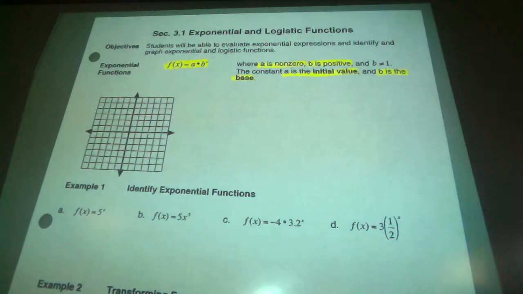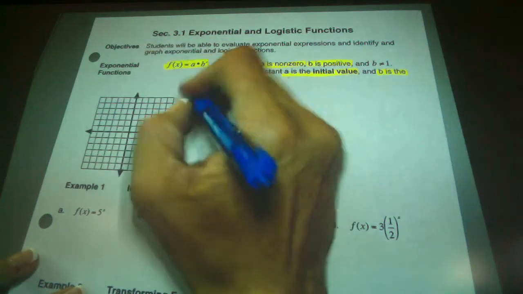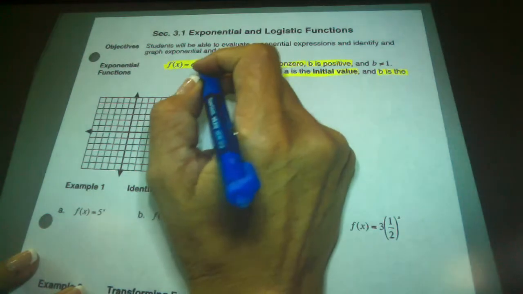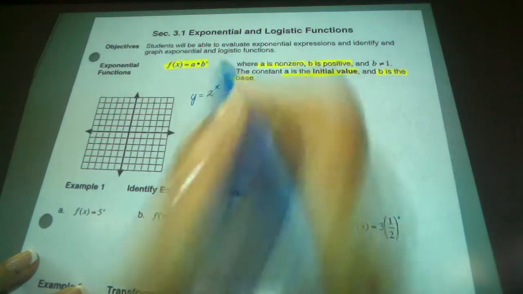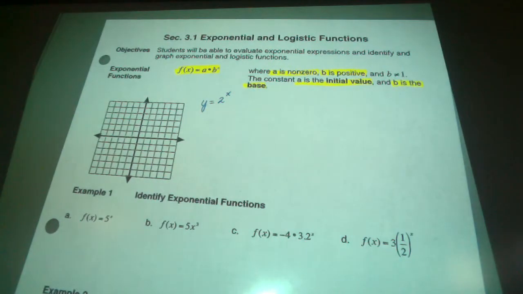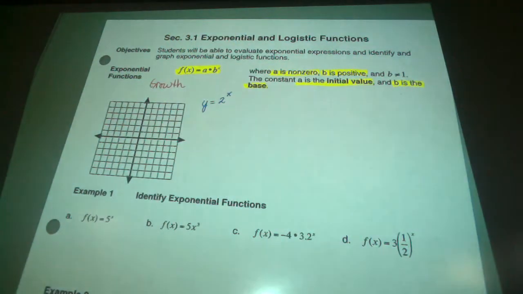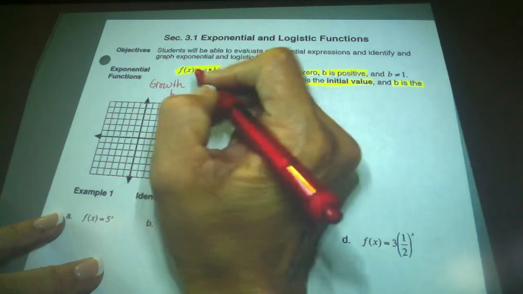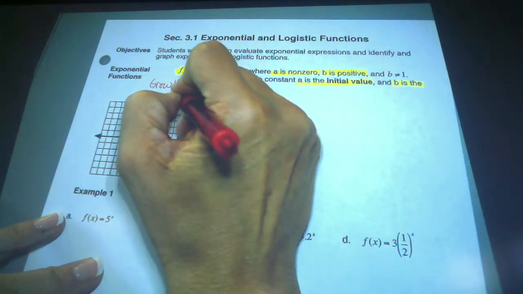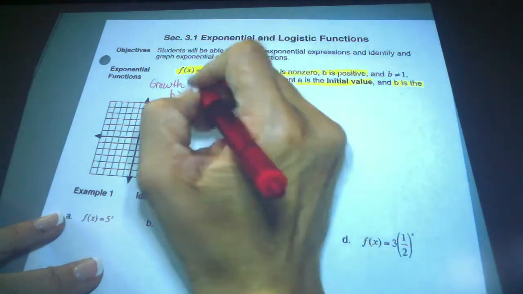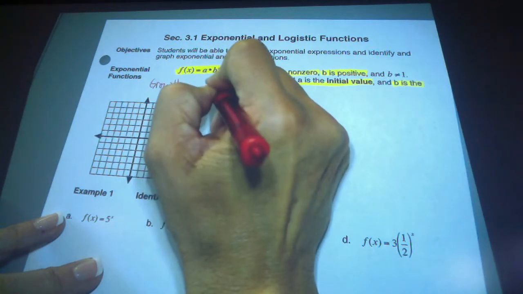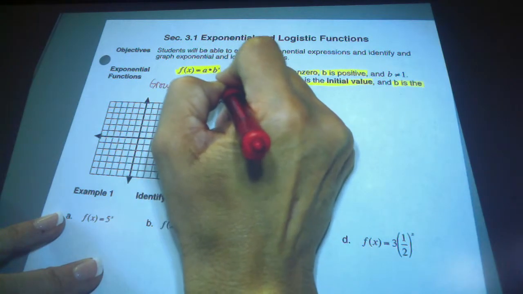So let's start off and look at y equals 2 to the x. This is going to be an exponential growth graph. And for it to be an exponential growth graph, b needs to be greater than 1, or b is less than negative 1.